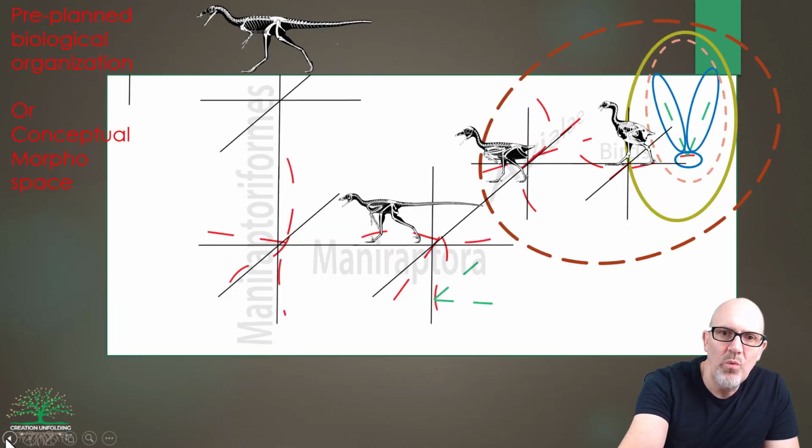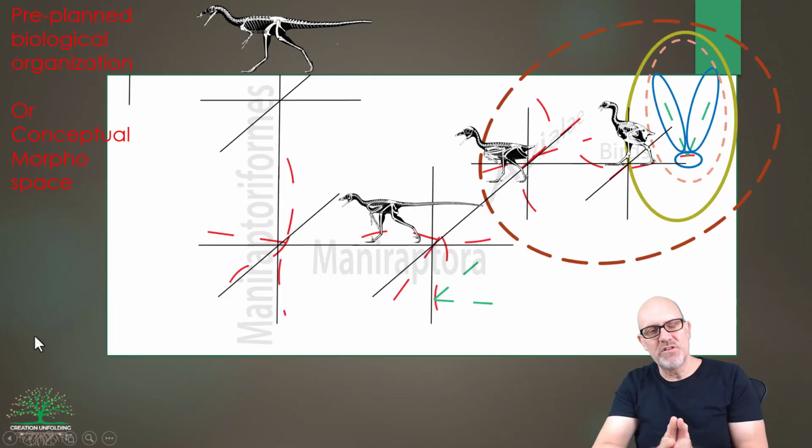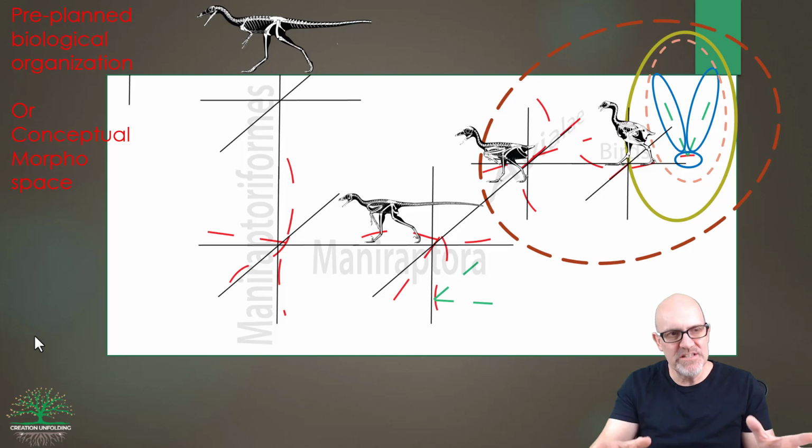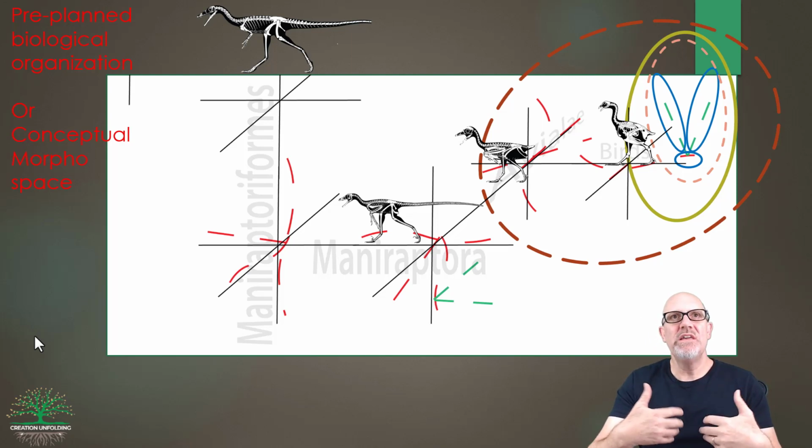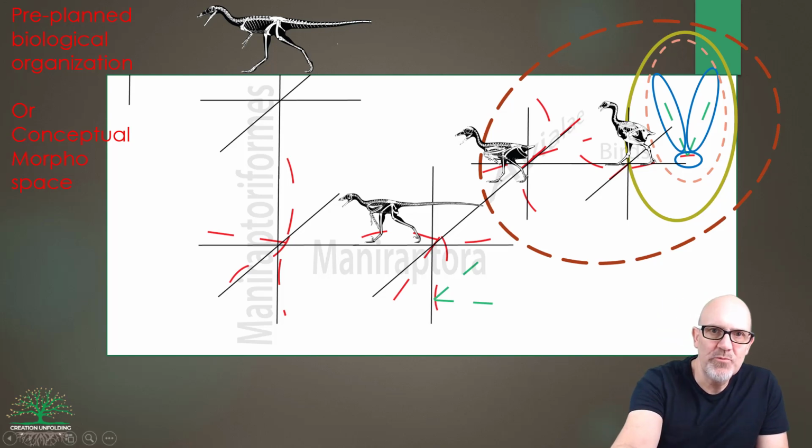So what I'm suggesting with the conceptual morphospace idea is the same kind of principle when God is putting it together, or when he is designing organisms. So for example, you have Sinosauropteryx up here.